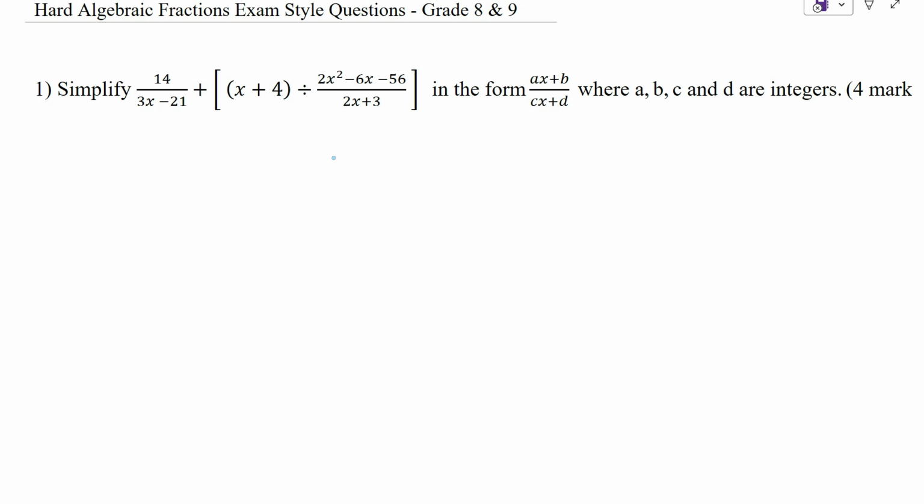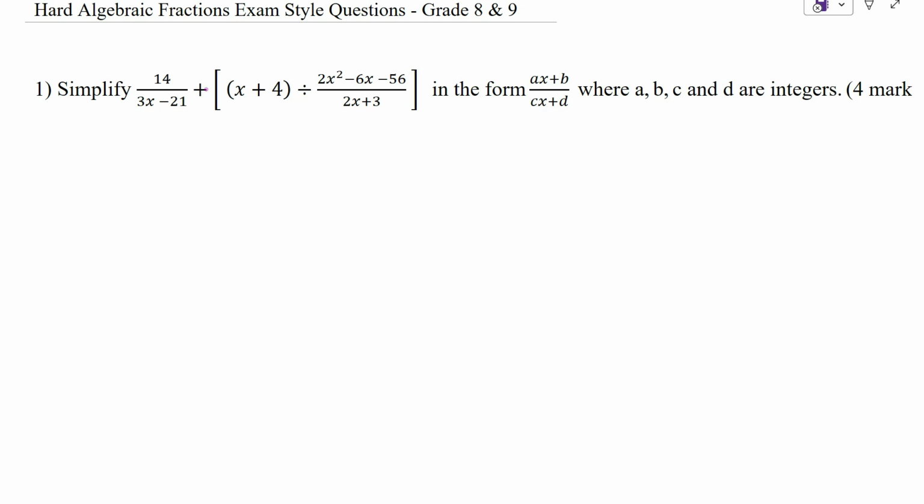For question 1, we need to simplify this fraction here. 14 over 3x minus 21 plus x plus 4 divided by 2x squared minus 6x minus 56 over 2x plus 3, in this form here, where a, b, and c are integers. Okay, so it looks like quite a complex equation. Now we just want to break it down step by step, as we do with all of these questions.